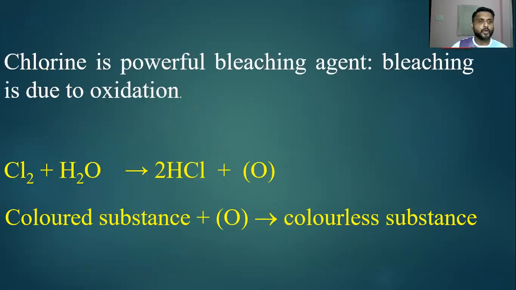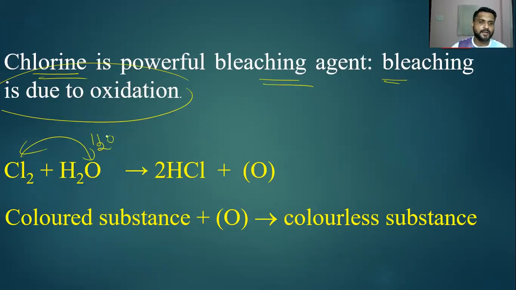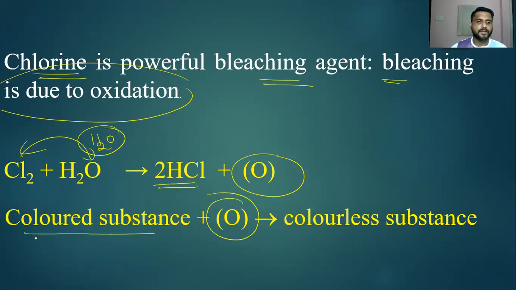Chlorine is a powerful bleaching agent. Bleaching action is due to oxidation. See here, chlorine in the presence of moisture gives HCl and liberates oxygen gas. That nascent oxygen reacts with the colored substance, and the colored substance becomes colorless. So this is called the bleaching action of chlorine.